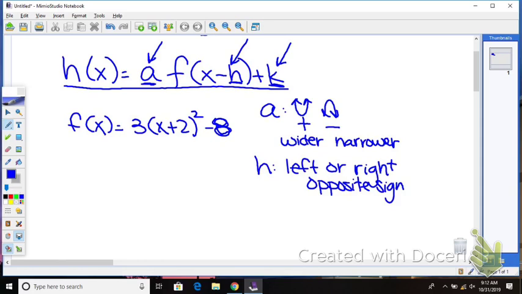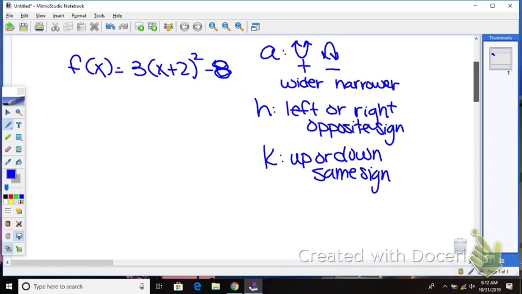And if h tells us left or right, what does k tell us? Up or down. Up or down, and for k you use the same sign. So example 1 is going to look like, I should probably use that one, but I'll use the book. Are you guys good with all this? I'll scroll down just a little bit. Well, no, I'll leave it up here.